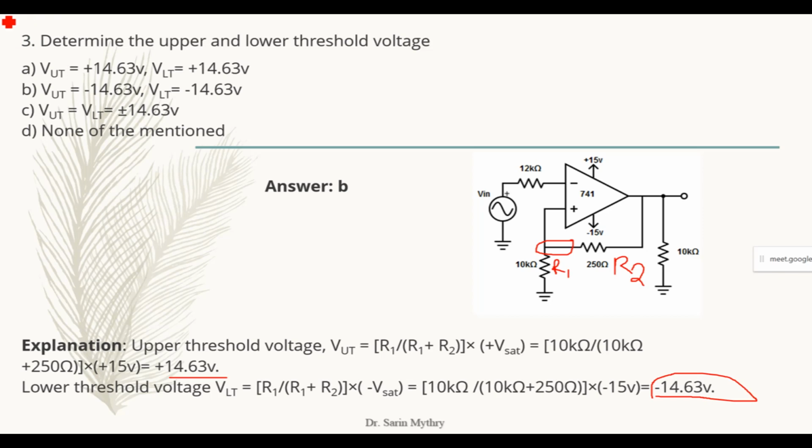See here now. There is a printing mistake in this one. Your upper threshold voltage has come as a minus, so it has to be positive. So kindly make this correction. So your answer is going to be upper threshold voltage is plus 14.63 volts and lower threshold voltage is going to be minus 14.63 volts. So your option number B is the correct one.